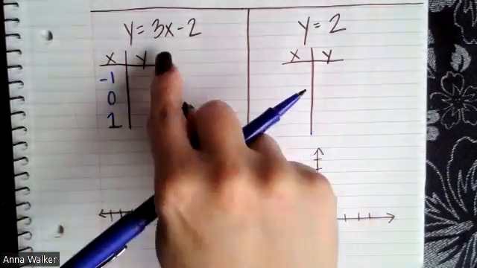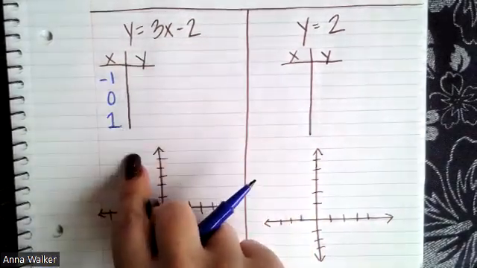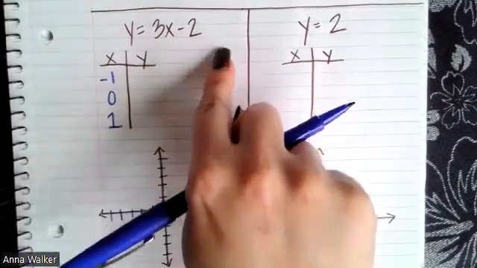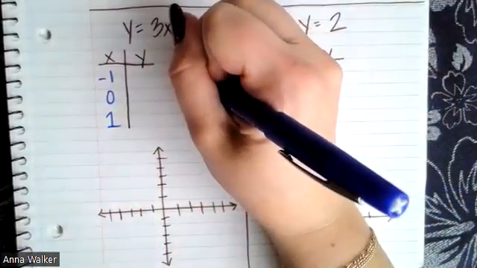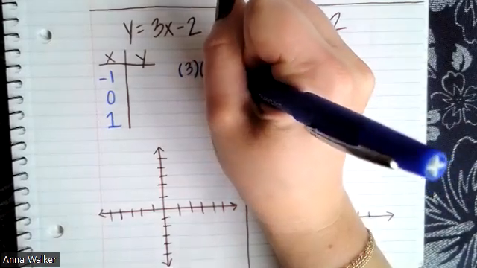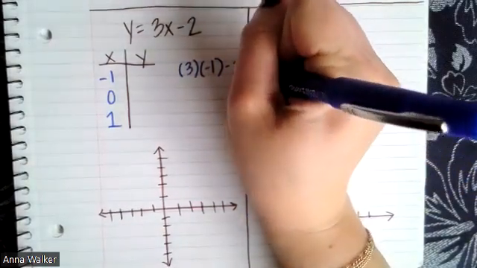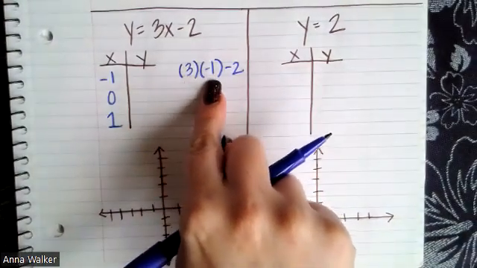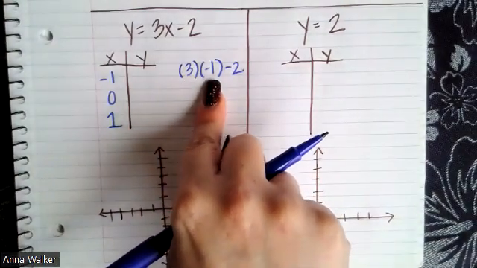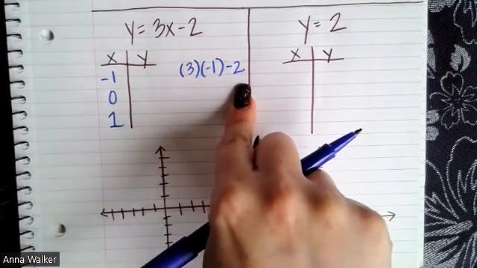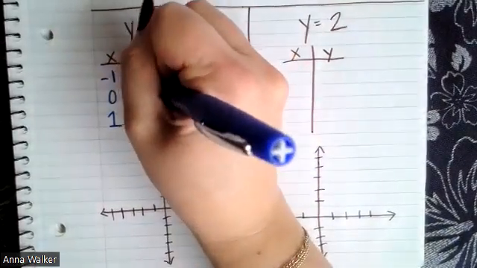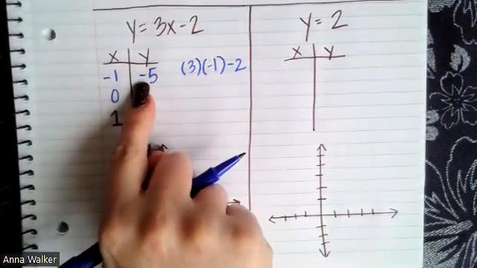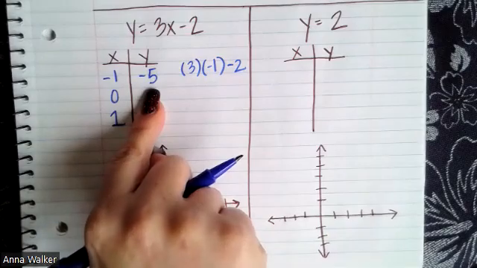Okay. So the way I'm going to figure out what the Y value is, I'm going to plug in my X value and solve. So for the first one, if I plug in -1, I have 3 times -1 minus 2. Okay. So if I were to solve this, 3 times -1 is -3. -3 minus 2 is going to be -5. So when X is equal to -1 in this particular formula, Y is going to be equal to -5.